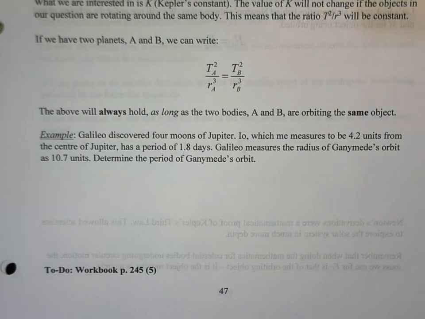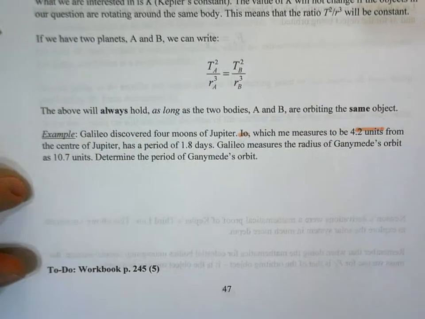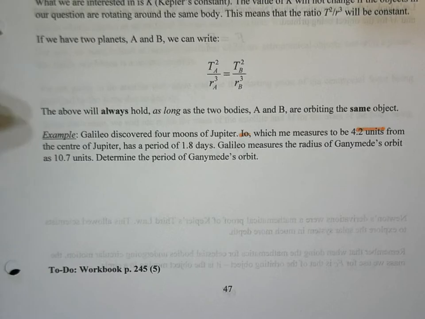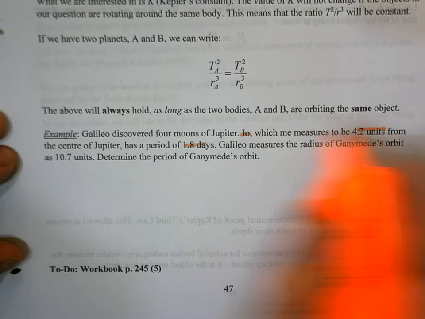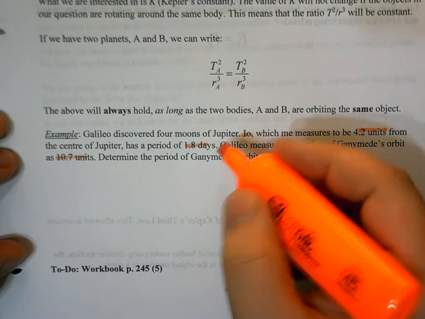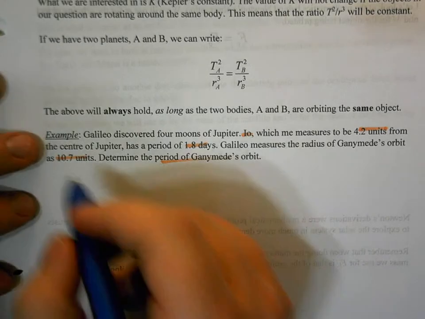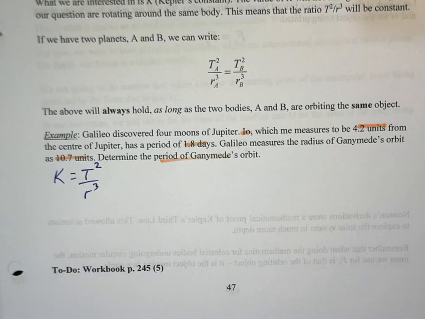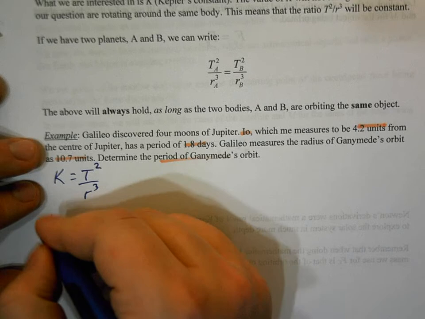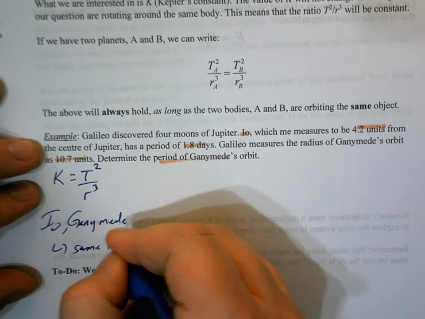Galileo discovered the 4 moons of Jupiter. Io he measures to be 4.2 units from the center of Jupiter, and it has a period of 1.8 days. Galileo also measures the radius of Ganymede to be 10.7 units. We want to determine the period of Ganymede's orbit. We know Kepler's constant is T squared over R cubed, and both Io and Ganymede are orbiting Jupiter, so they have the same Kepler's constant.